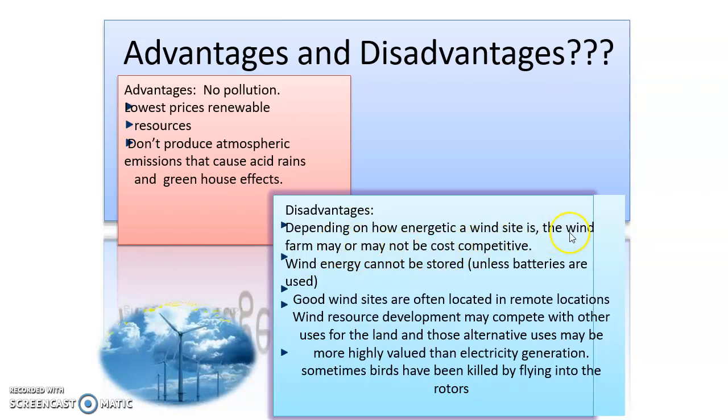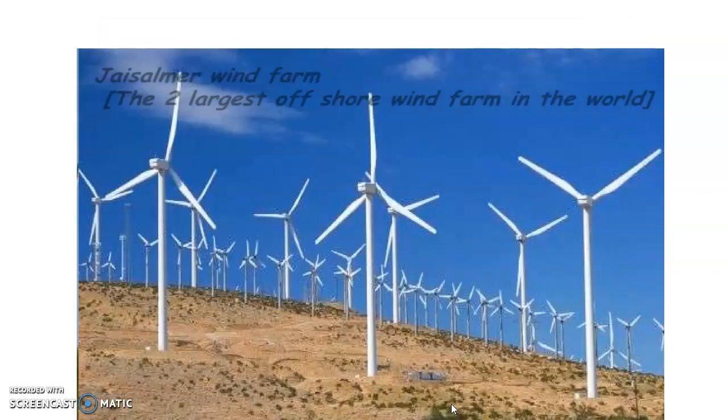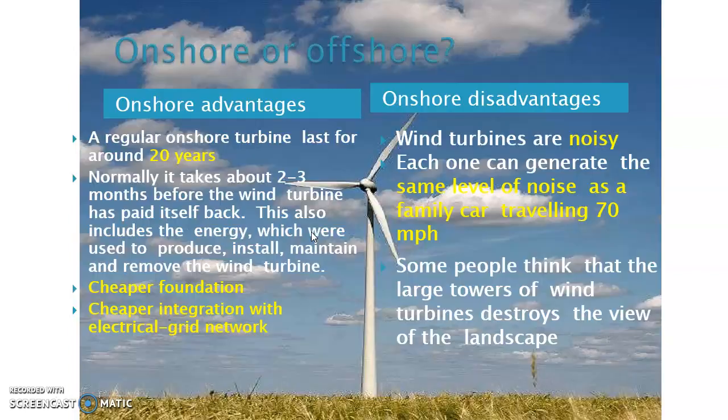energetic a wind site is, the wind farm may or may not be cost competitive, and wind energy cannot be stored unless batteries are used, and good wind sites are often located in remote locations. Wind resource development may compete with other uses for the land, and those alternative uses may be more highly valued than electricity generation. Sometimes birds have been killed by flying into the rotors. So these are some of the disadvantages, and this is the second largest offshore wind farm in the world.